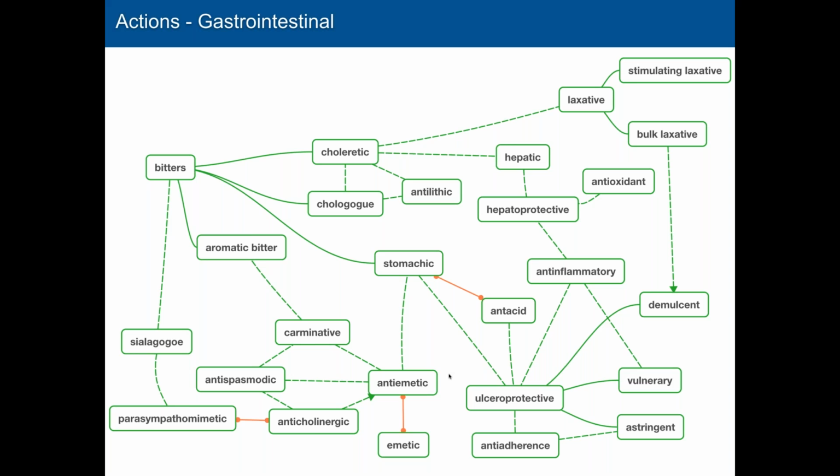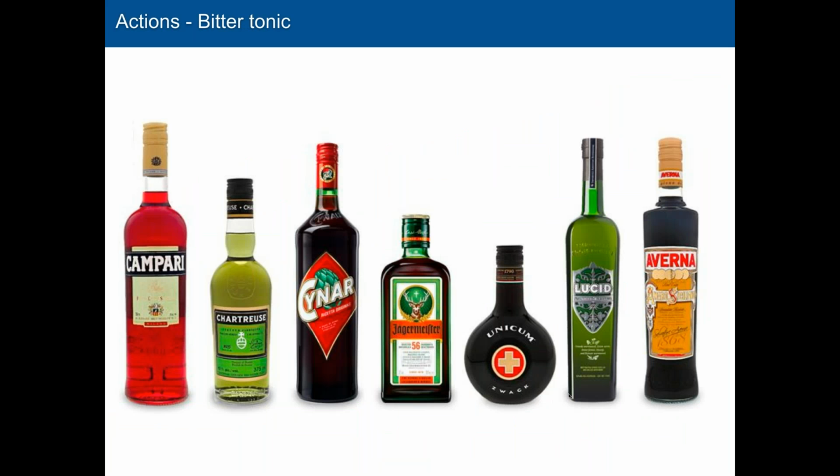Some of these have opposing actions, like an antiemetic and an emetic. That's why I put a little red line there. Some of them are strongly associated with each other. For example, digestive bitters also have a choleretic and a cholagogue effect. And some things are kind of loosely associated. But I don't know if that helps you or not, but I'll come back to that later on.